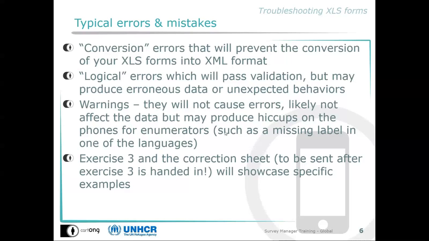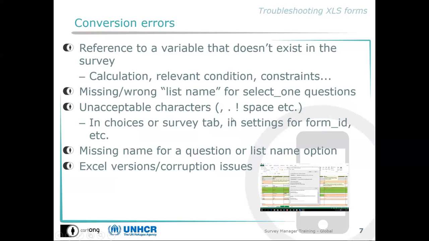So, some conversion errors. For instance, a very typical error is that you make a reference to a variable that doesn't exist in the survey, maybe in a calculation, a relevant condition, or a constraint. And this quite often happens when you copy from another survey or another global form to the next, and the naming is not precisely the same, or there is a field referenced on the row that does not exist in the other form. So this happens very, very frequently.